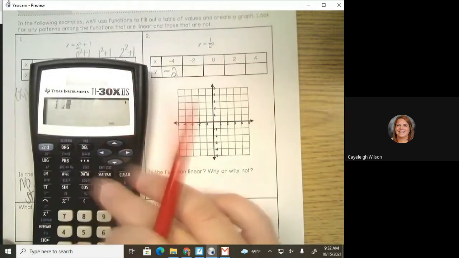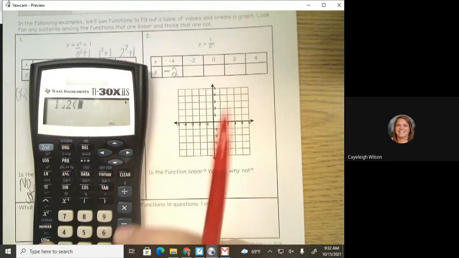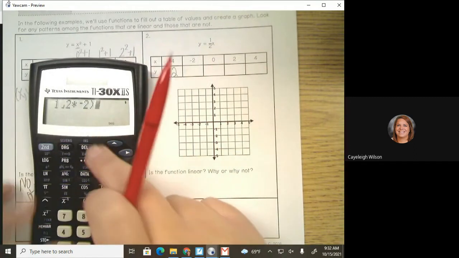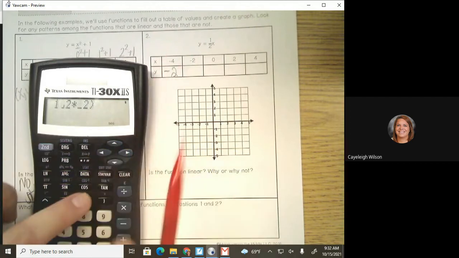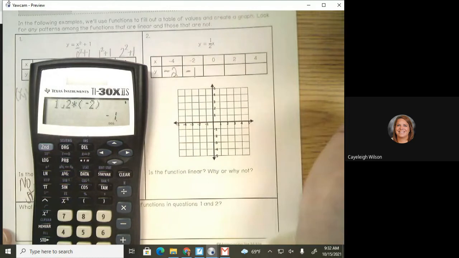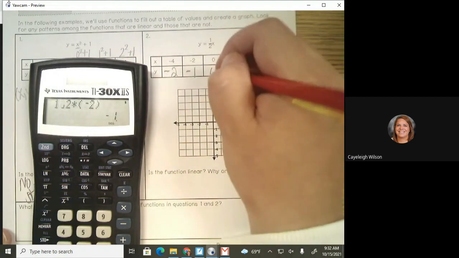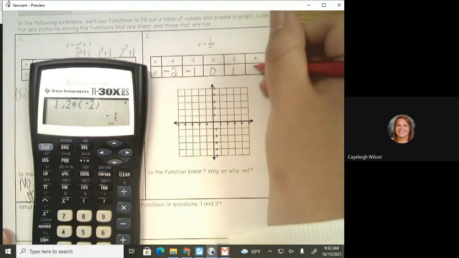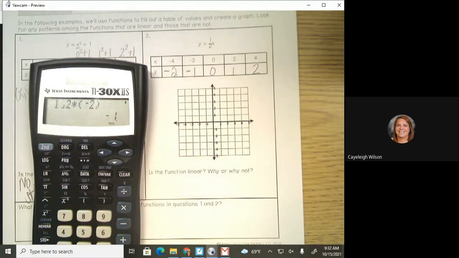So these you don't really need a calculator on because it's just half. So half times -2 is -1. And then half of 0 is 0. Half of 2 is 1. And half of 4 is 2. I just wanted you to practice with a fraction button.